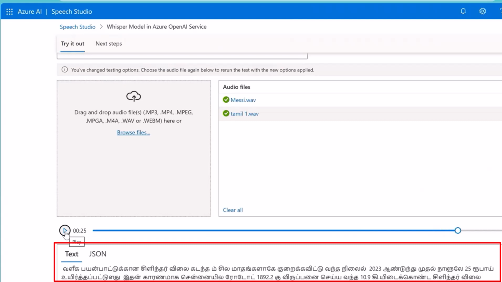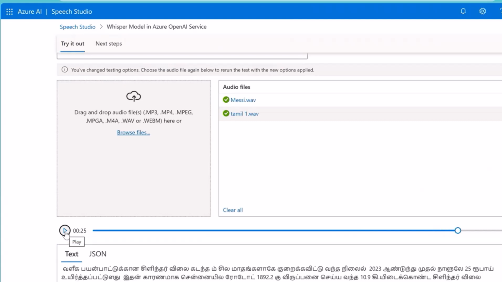So in the earlier case we did a translation from Spanish to English, and in this case we are doing a straightforward transcription from the regional language to the same language. Perfect. Awesome. Arvind, thank you so much. Very meaningful demo. I did watch Messi's award ceremony but couldn't understand what he said. So now I understood what he said.